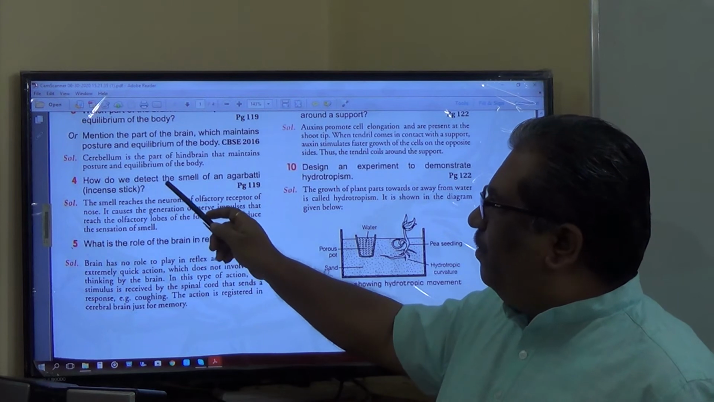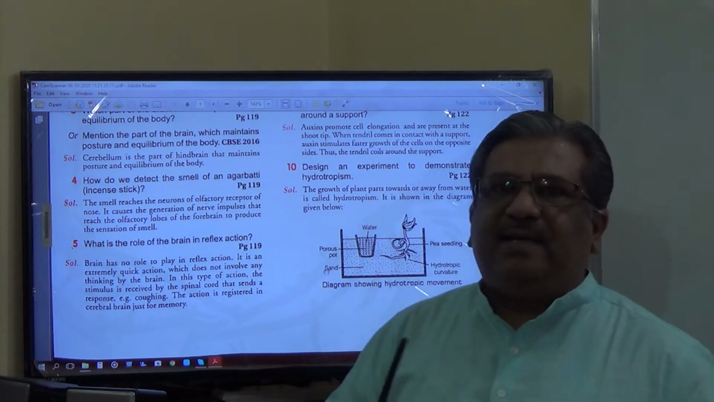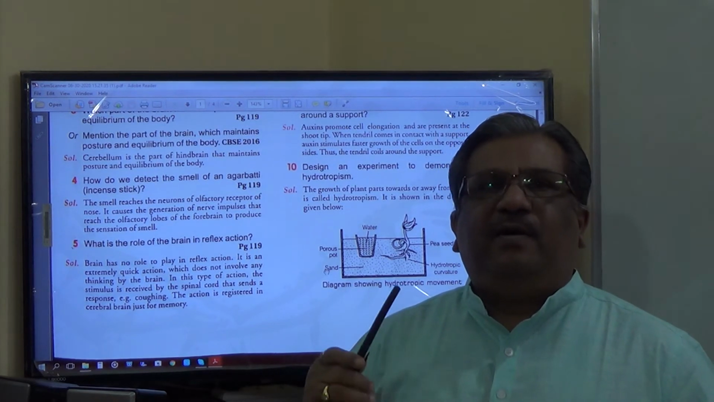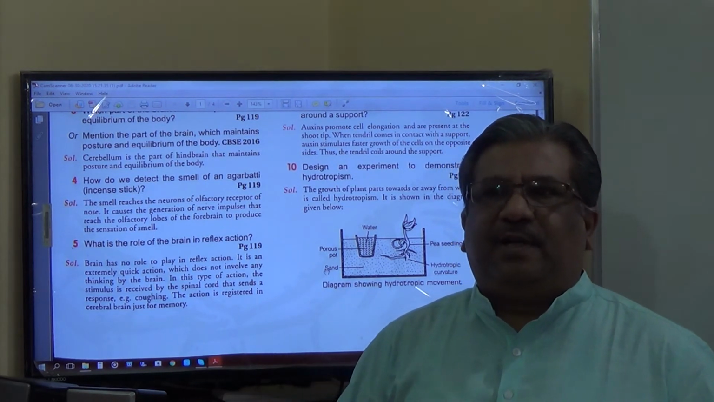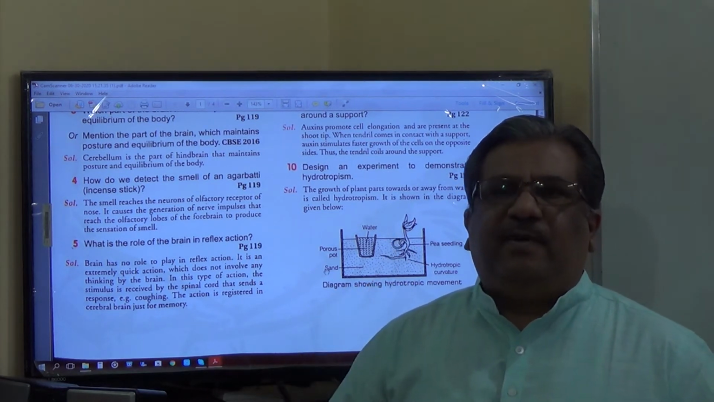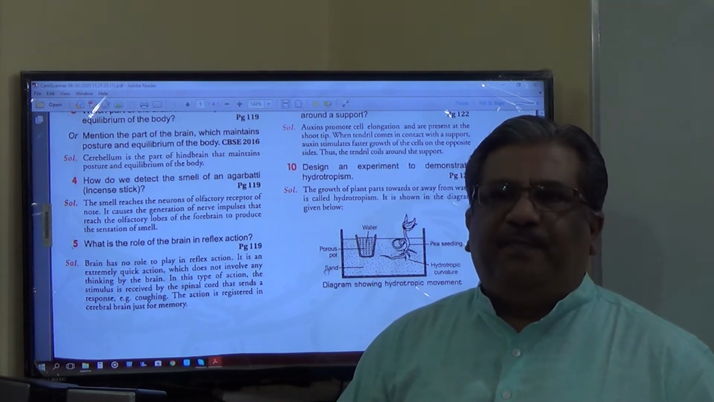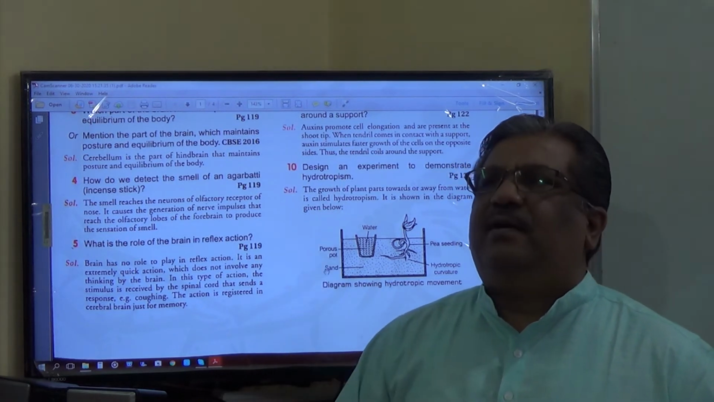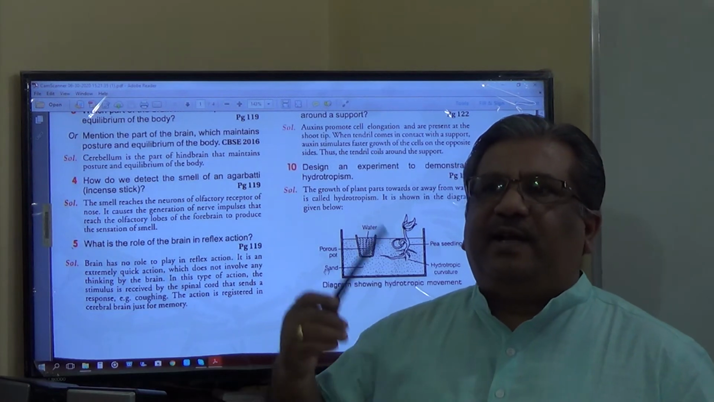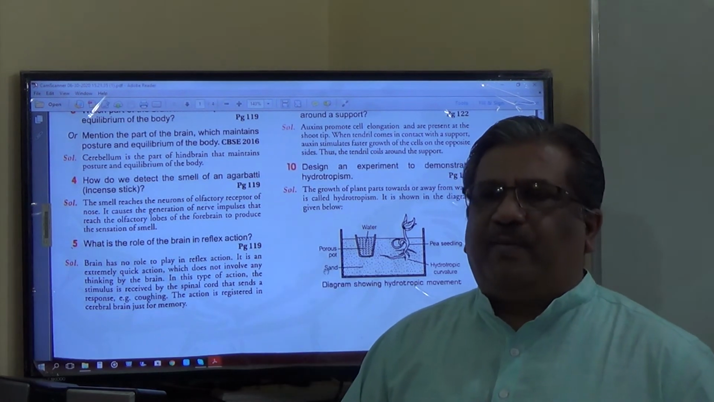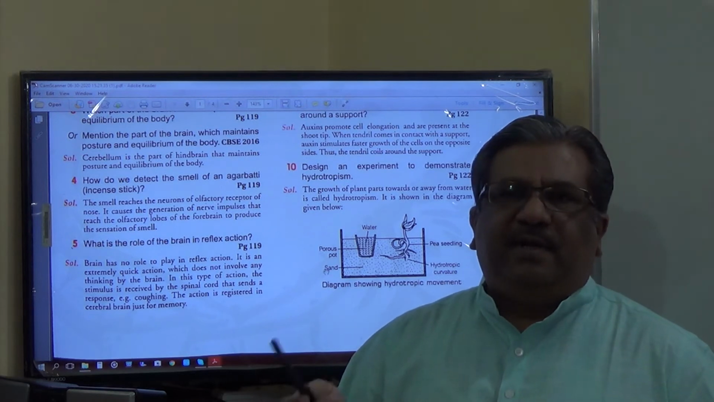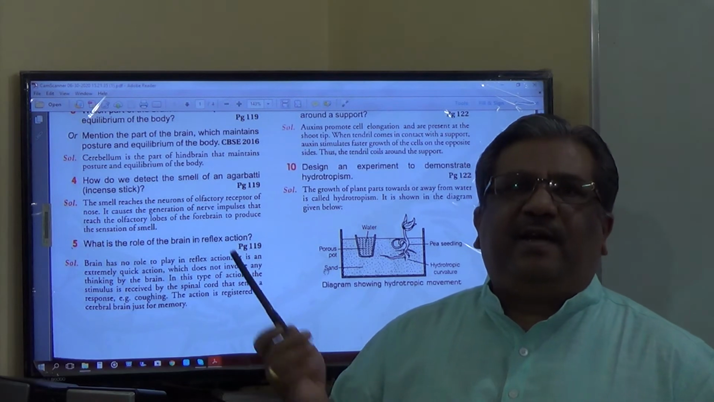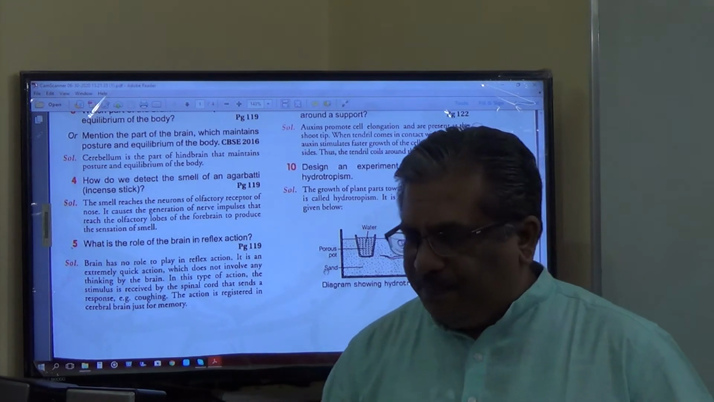Next, how do you detect the smell of an agarbatti? You can say in simple words, smell reaches the olfactory receptors present in the nose, and they convert the information of smell into a nerve impulse which gets transmitted to the brain via sensory neurons, and it reaches the sensory region of the forebrain, and the forebrain interprets the smell of a particular object. Here in case of agarbatti, you can say that way.